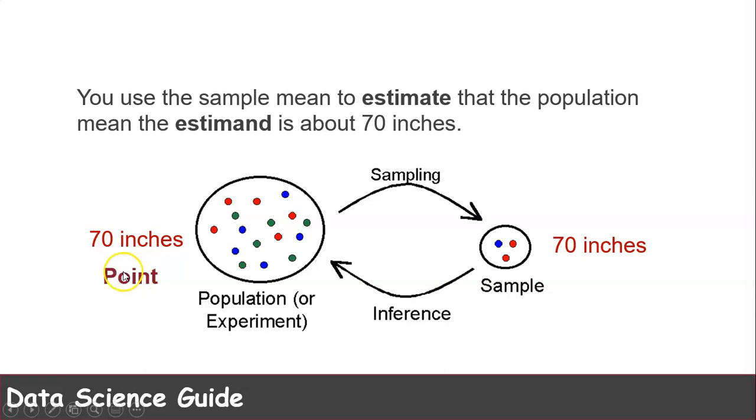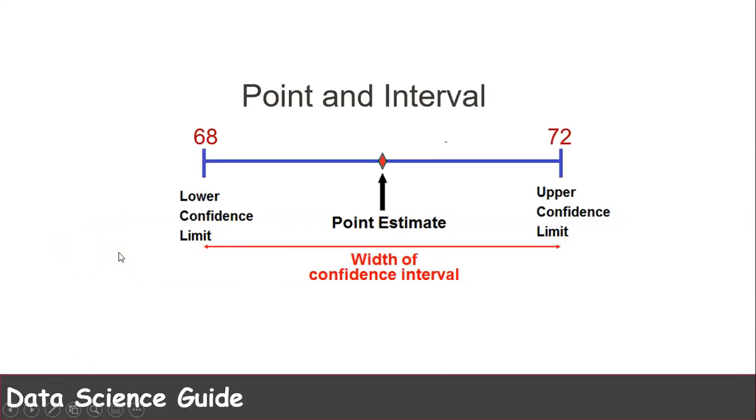However, a point estimate is not accurate because this value could be greater than or less than 70. So it could be 71, 72, 73, or it could be 69, 68, 67. So instead of having one point, we need to get an interval. So in the interval, we can determine our confidence level or accuracy.